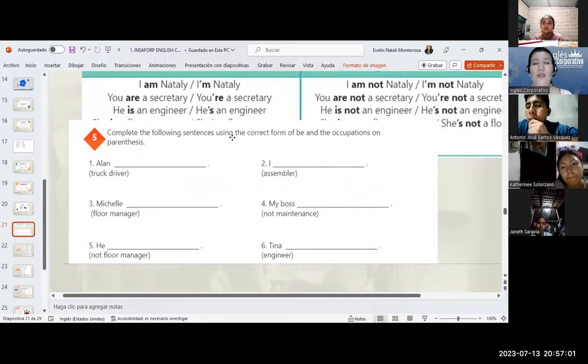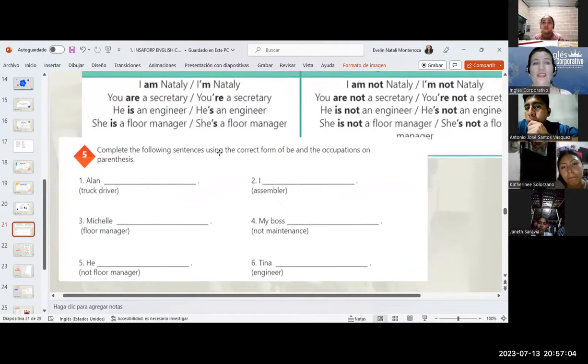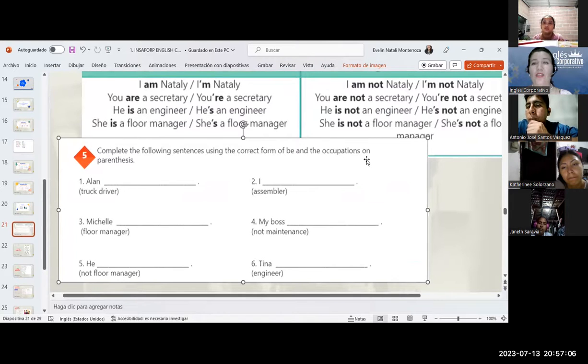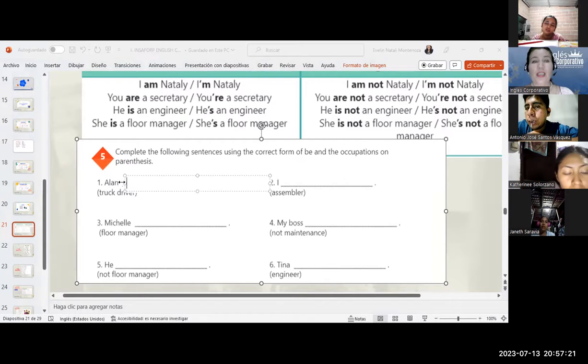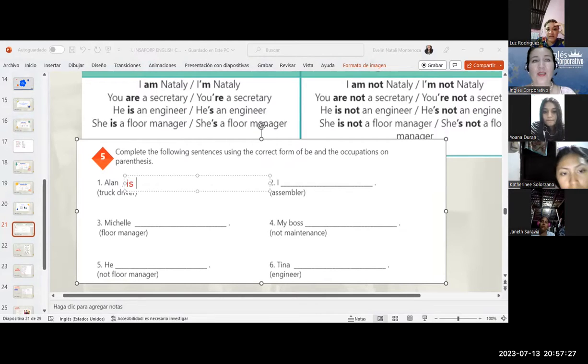What about these ones? How would you make these sentences? ¿Cómo armaríamos estas oraciones? And here you have the subject and the complement. Alan, truck driver, it says. ¿Cómo armaríamos la oración para Alan? ¿Qué verbo necesitamos? Is, are, am. Alan es hombre, ¿verdad? Is. Alan is truck driver. Exactly like that.